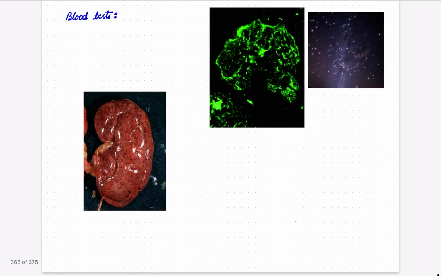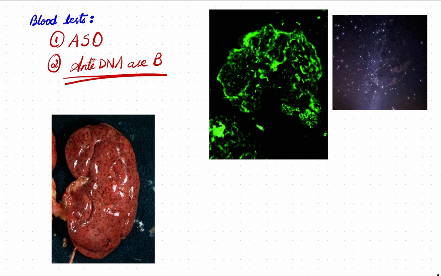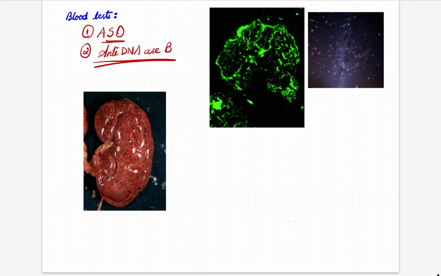And certain blood tests which are specific for this post-streptococcal glomerulonephritis are, since it is a streptococcal infection, anti-streptolysin O (ASO) levels are high, and also anti-DNase B levels are high in this post-streptococcal glomerulonephritis.